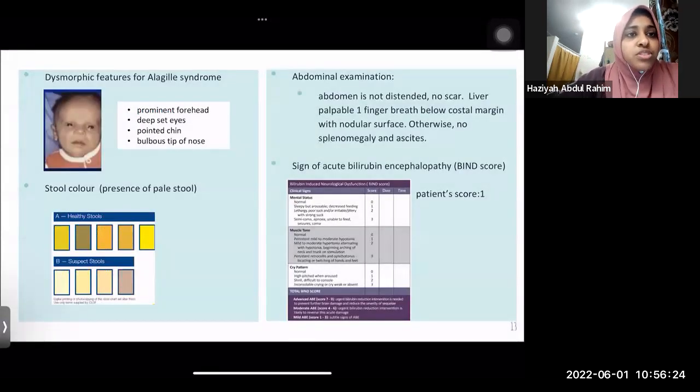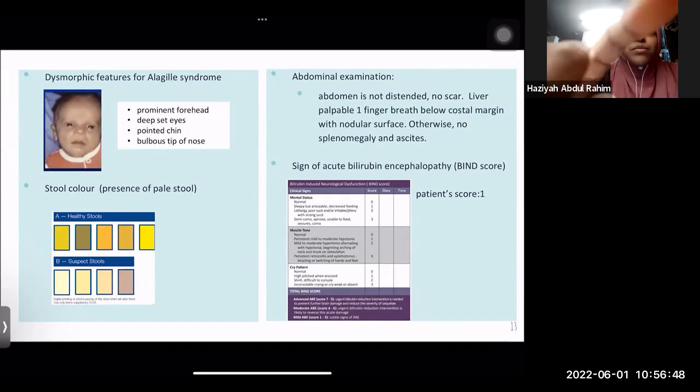So the dysmorphic features we are most likely to look for is Alagille syndrome, where the patient will present with a prominent forehead, deep set eyes, pointed chin, and also a bulbous tip of the nose. So stool color in my patient, there is a presence of pale stool. So below pictures, the upper one shows the healthy stool. The lower one is suspected to be unhealthy stool, most likely pathological. So in my patient, there is a pale stool.